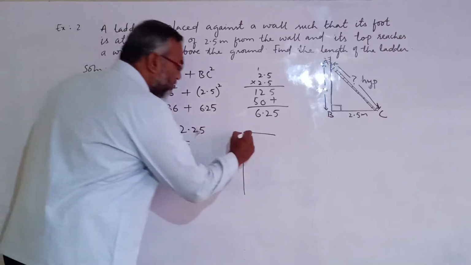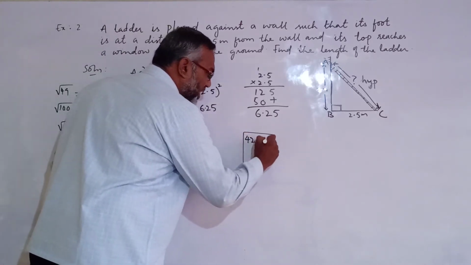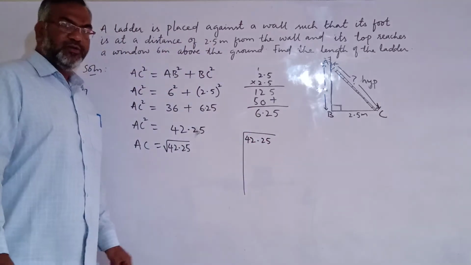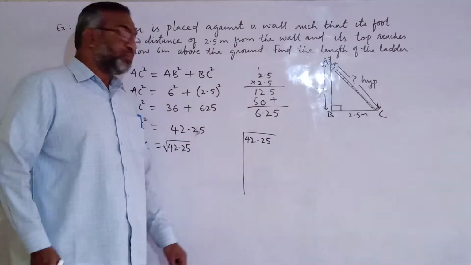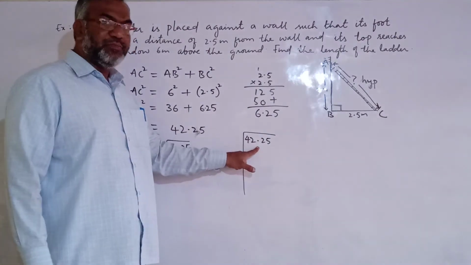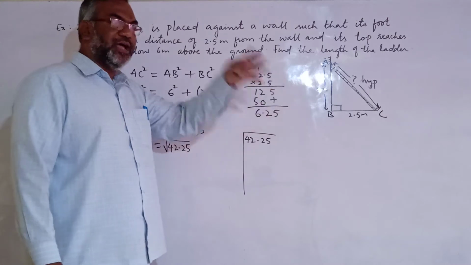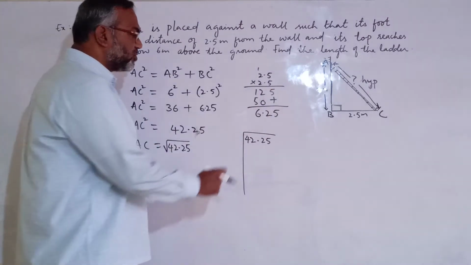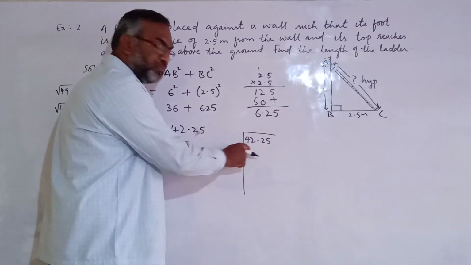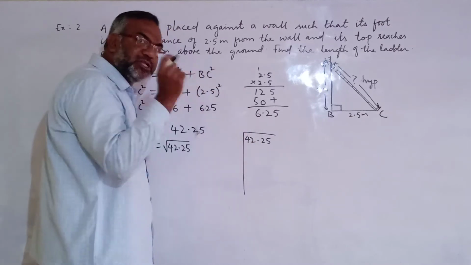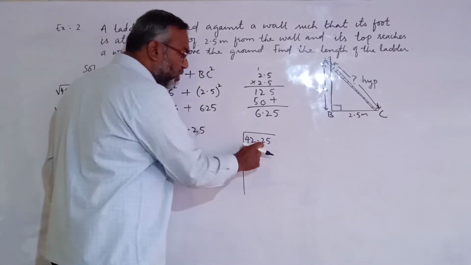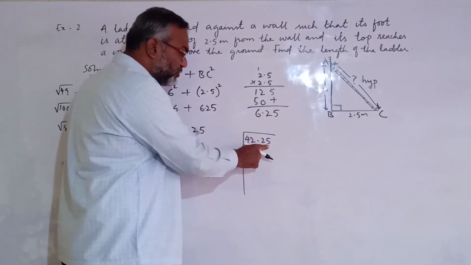Do this: 42.25 by the division method. We can do it by the long division method. But this long division method is not the normal long division method in which we divide numbers. What we have to do is make pairs. From the right side, make pairs of numbers. Now, here is a pair, 2, 5.